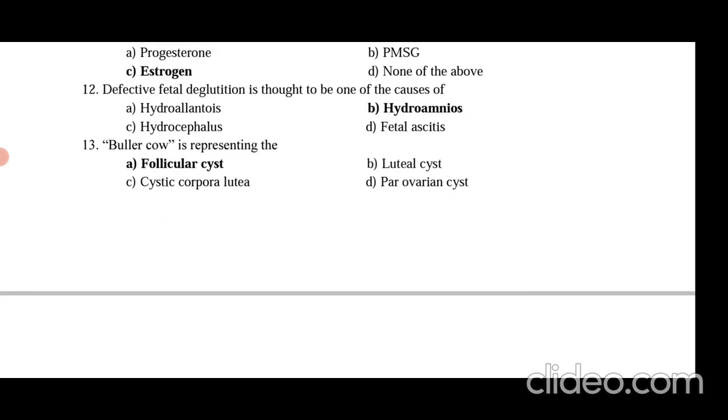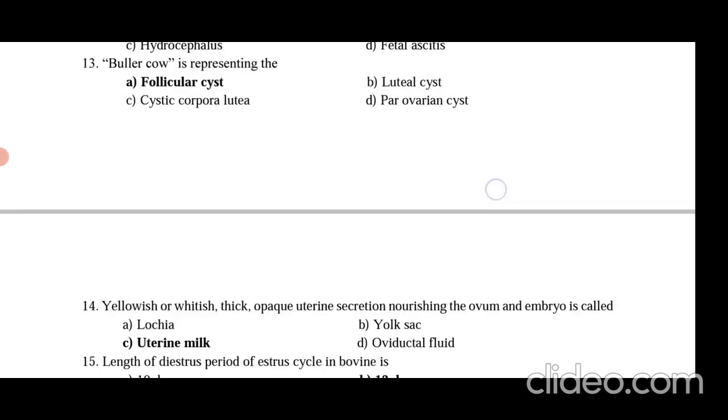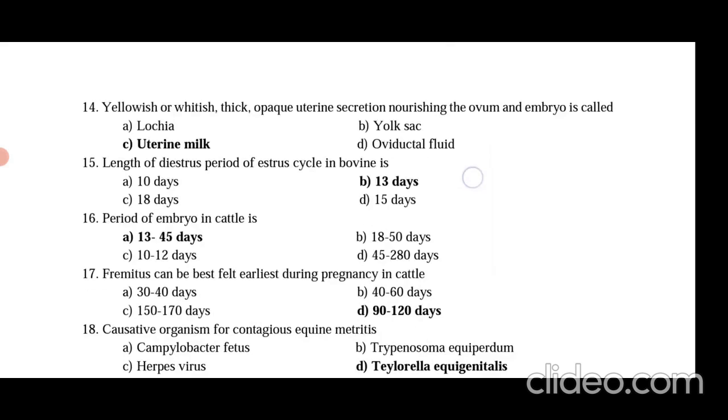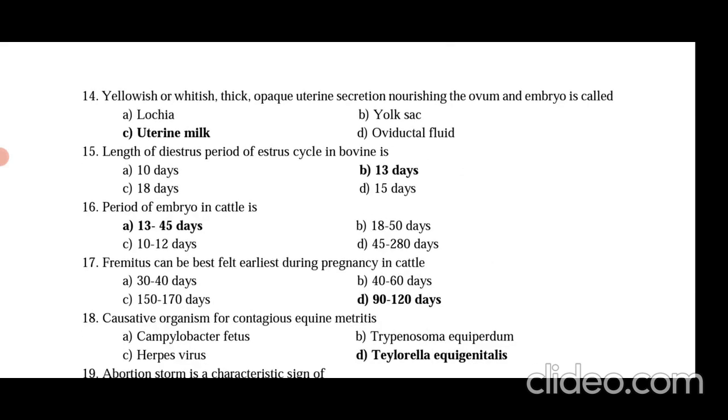Defective fetal deglutition is thought to be one of the causes of hydroamnios. Buller cow represents the follicular cyst. The yellowish or whitish, thick, opaque uterine secretion nourishing the ovum and embryo is called uterine milk. Length of distress period of stress cycle in bovine is 30 days.